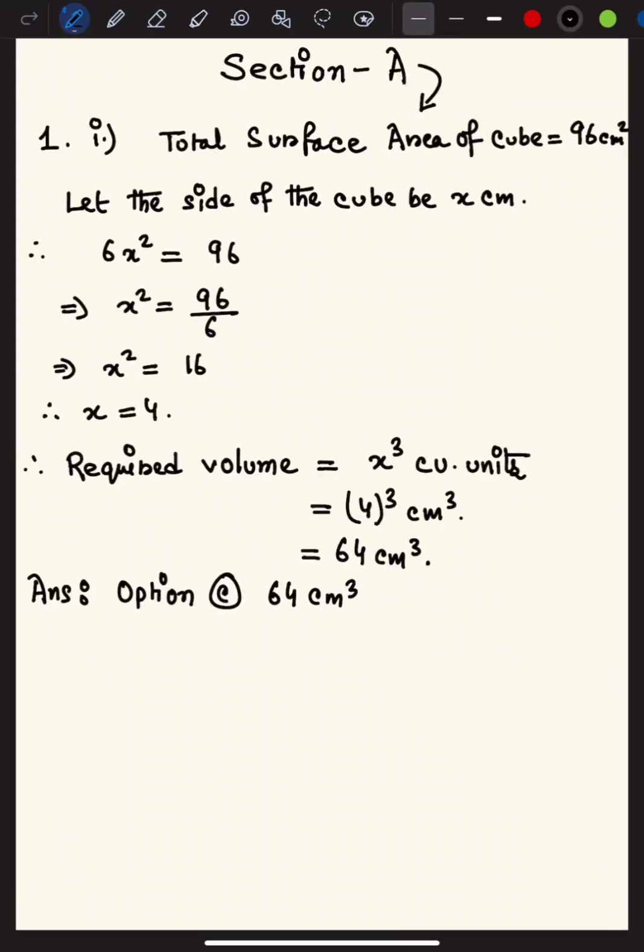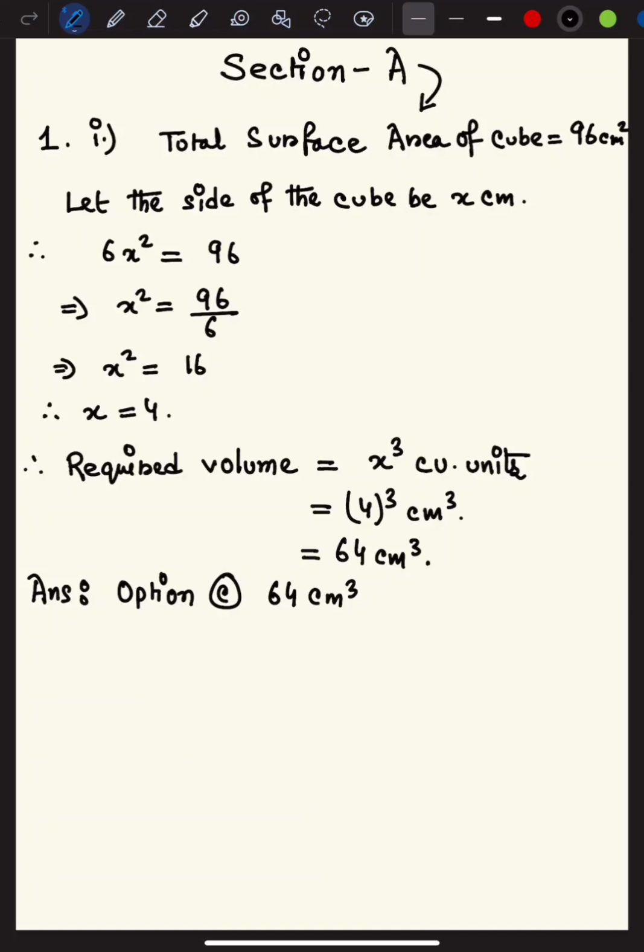Question number 1. What we are given here is that the total surface area of a cube is 96 centimeters square, and we are asked to find the volume of the cube. If the side of the cube is x centimeter, then the formula of total surface area of a cube is 6x square, right? Therefore 6x square equals 96, which implies x square equals 96 by 6, which implies x square equals 16. Therefore x equals 4.